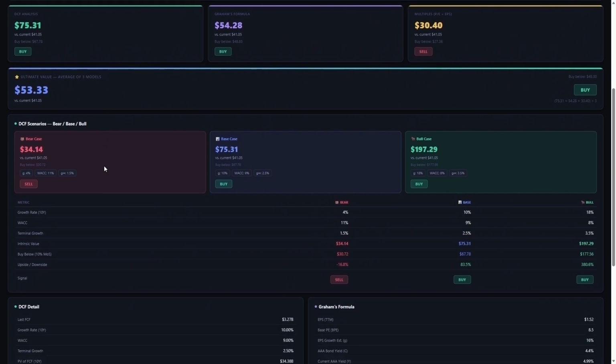It takes 3 scenarios into account. First, a bear case, which is pessimistic: slower growth, higher discount rates. Then we have a base case, which is your main realistic assumption. And then we have a bullish case, which is optimistic, so strong growth, low discount rates. Then the comparison table shows you all 3 side by side, shows you the intrinsic value, a buy below price, upside or downside percentage, and the signal.